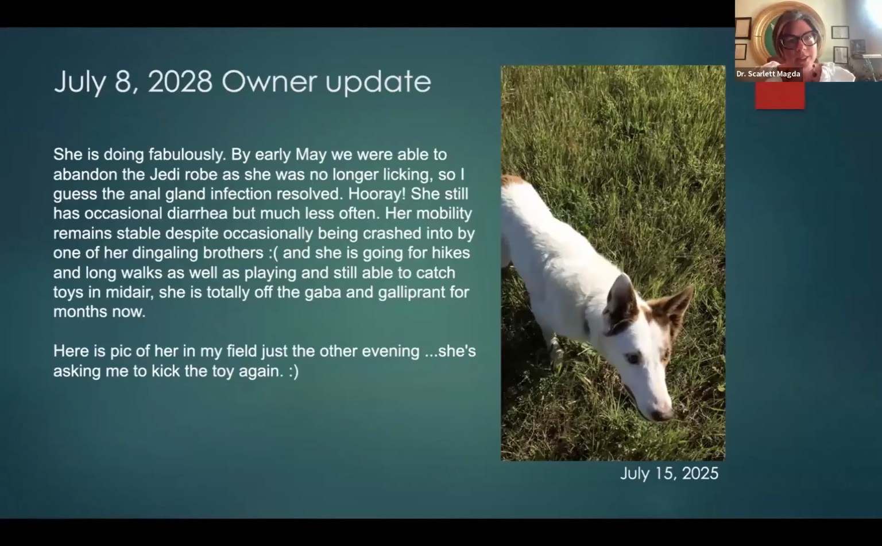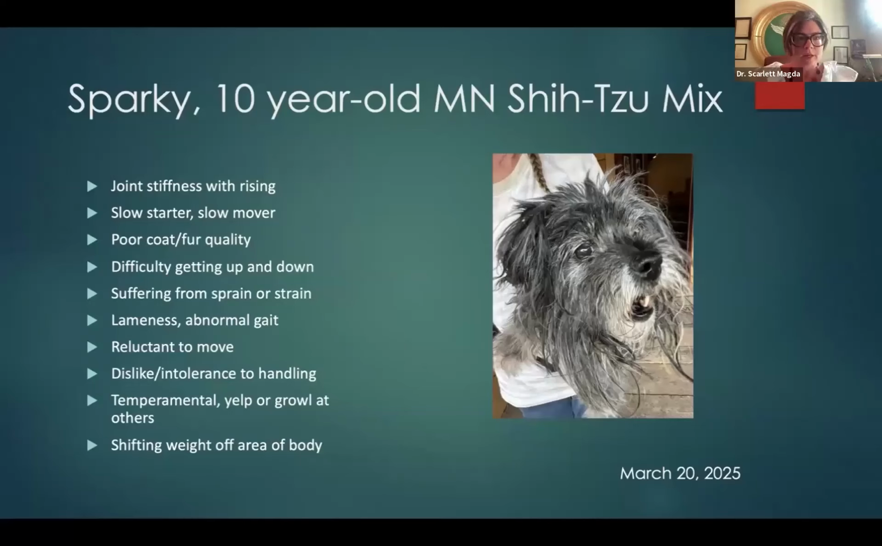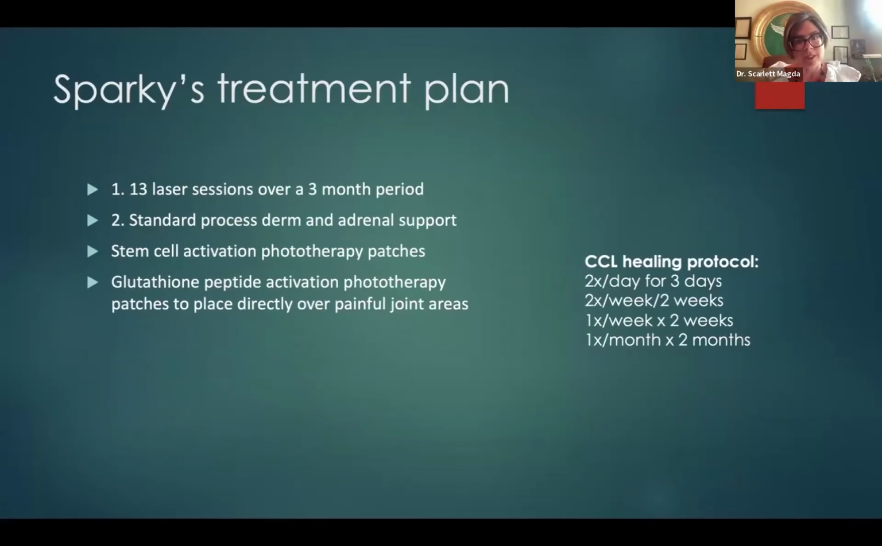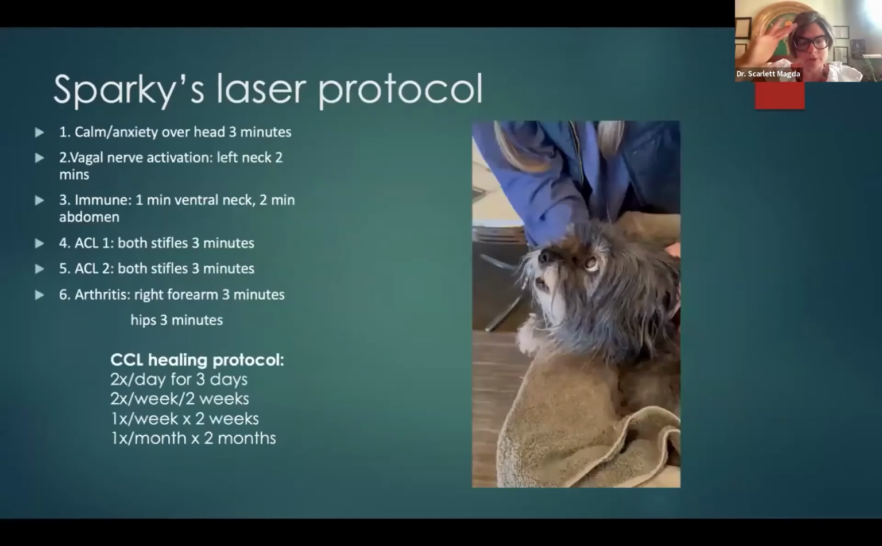She's doing fabulously. By early May, his intake form had joint stiffness with rising, being a slow starter, slow mover, having a poor coat, difficulty getting up and down, suffering from a sprain or strain, lameness or abnormal gait, reluctant to move, dislike handling, temperamental, yelp or growling at others, and having weight shifted off part of the body. And by adding in the patches, I've been able to speed up the duration of treatments.